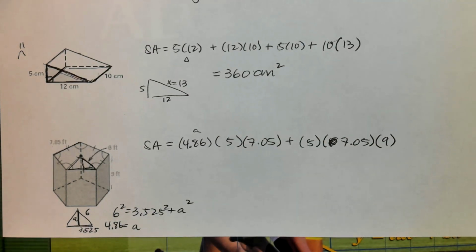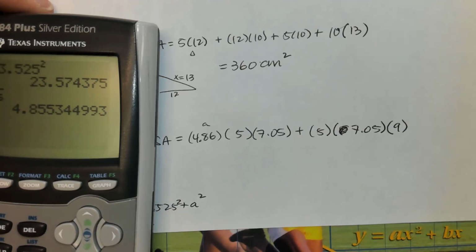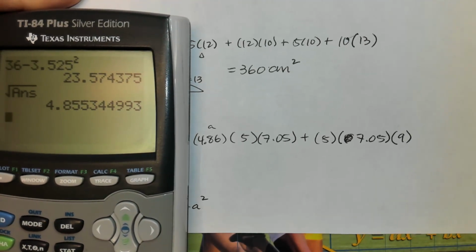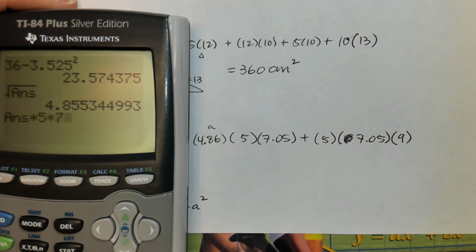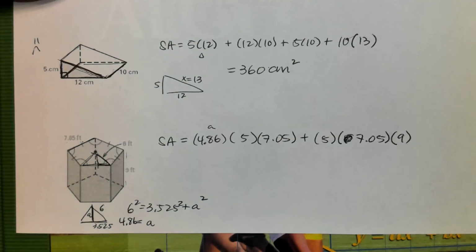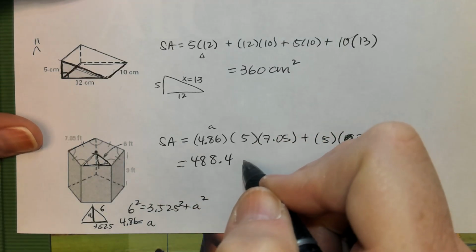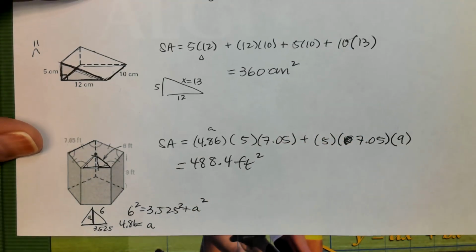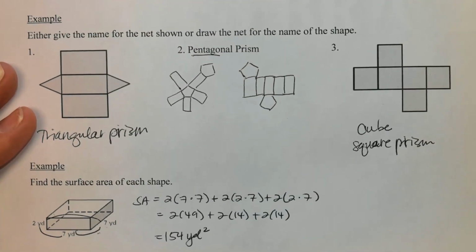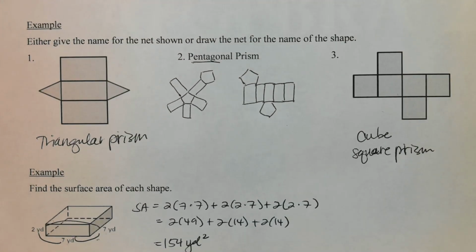Now we just have to type in this long formula, all of our values. So 4.86 times 5 times 7.05 plus 5 times 7.05 times 9. Looks like it's about 488.4 feet squared. And that is just the beginning of surface area. The formulas are a little bit involved. You really got to pay attention to what you're solving for.